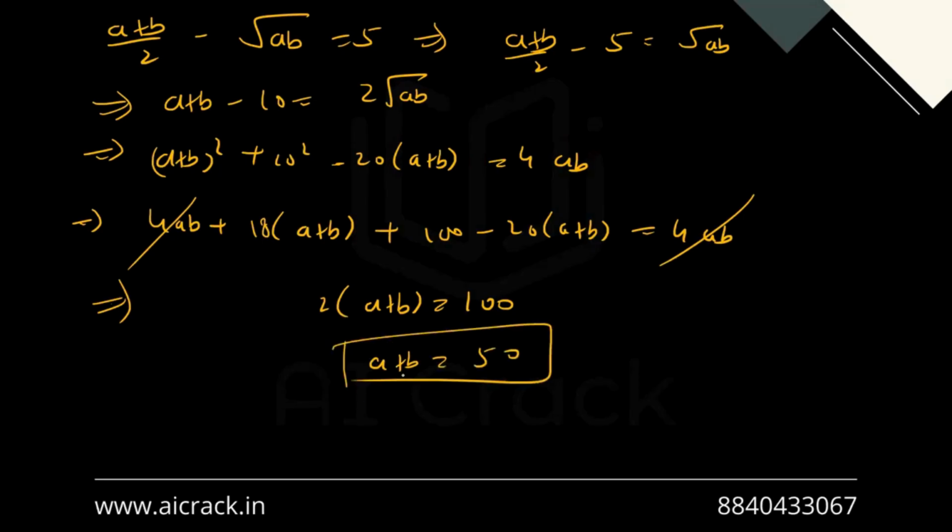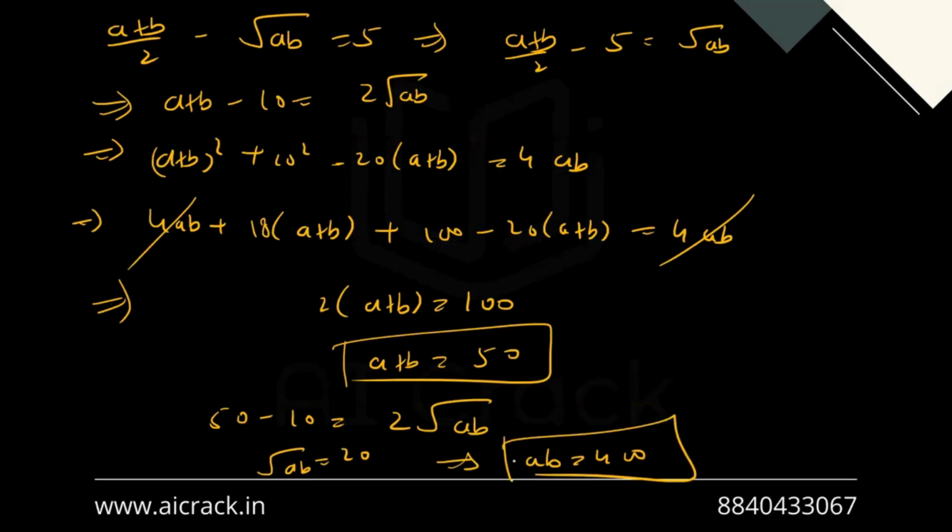Now we have A plus B as 50, and we can plug this value over here. So we have 50 minus 10 equals 2 times root AB. Now this becomes 40, this becomes 20. So root AB is 20 and basically AB is 400.